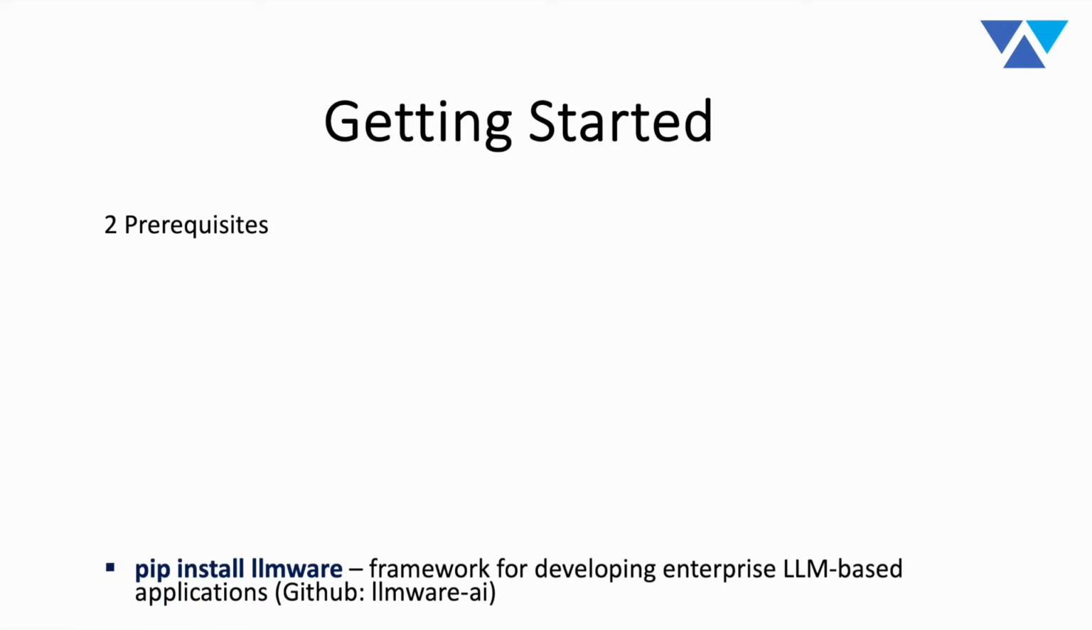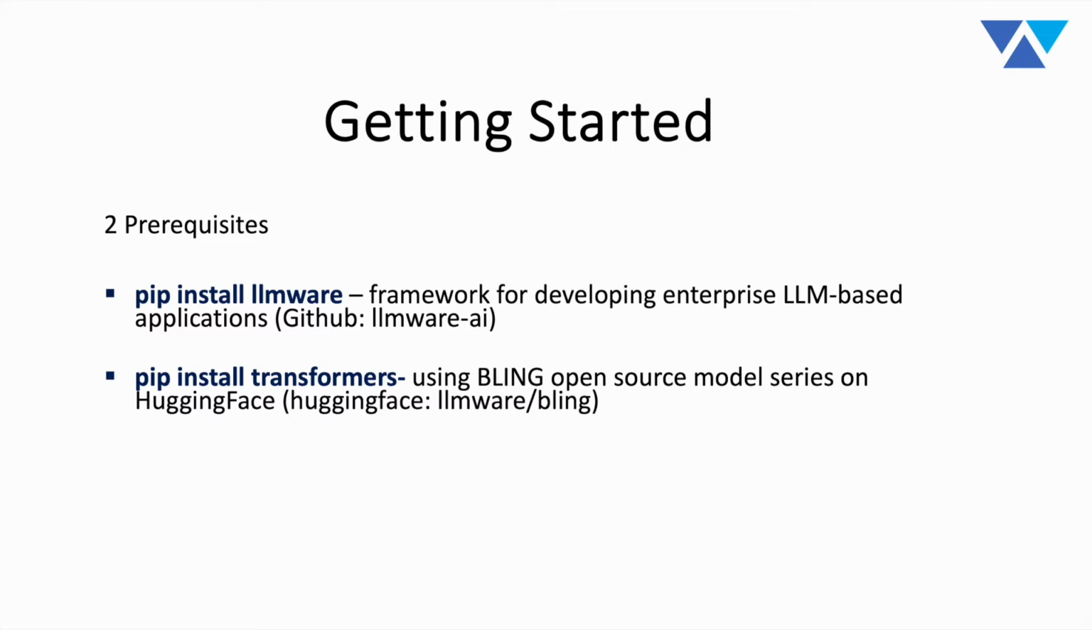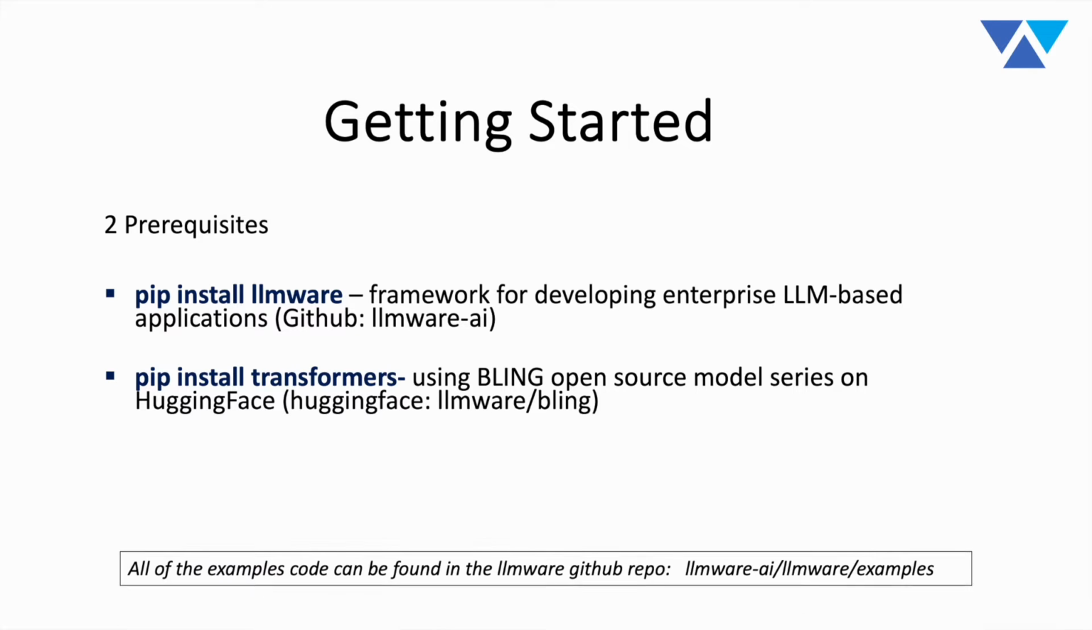Now, how to get started? Two prerequisites. The first is LLMware. This is a framework for developing enterprise LLM-based applications. That's the core prompting framework that we're going to be using. And second, transformers. The models that we're going to be pulling from are hosted in a Hugging Face repository. We're going to be using transformers behind the scenes to help pull down those models.